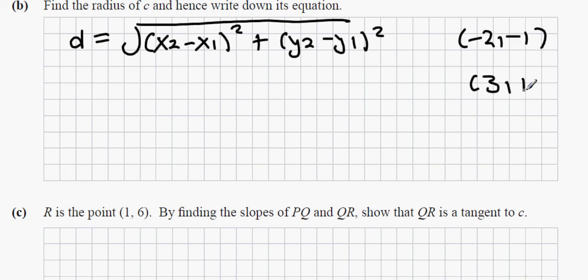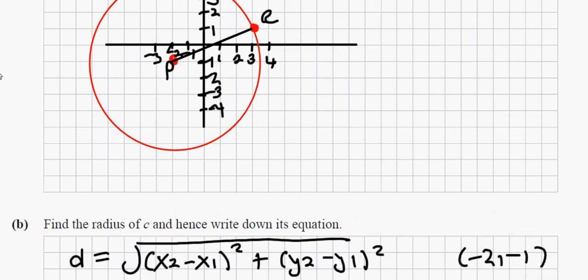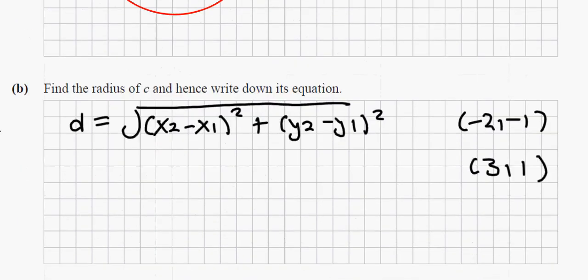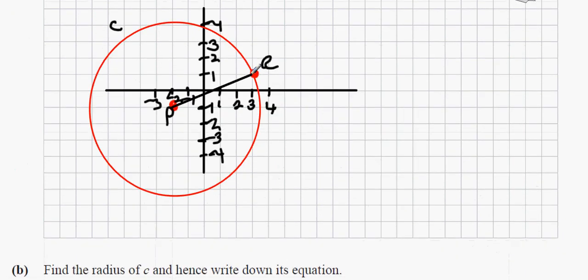And (3, 1). So these are your two points, P and Q. To find the radius, we're just going to get the distance between P and Q. And this has to be equivalent to the radius. So this is the radius. So get the distance from P to Q.